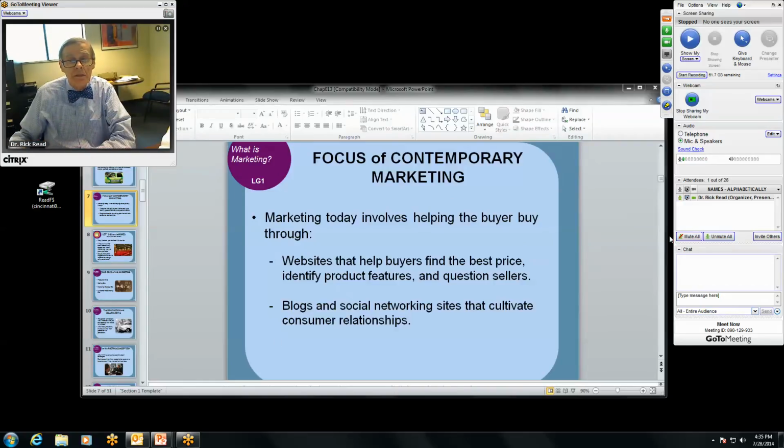And notice there that what the marketers want to do is key in on things that will help this individual: best price, quality, value, whatever it happens to be. That's what they're trying to attract the consumer with.